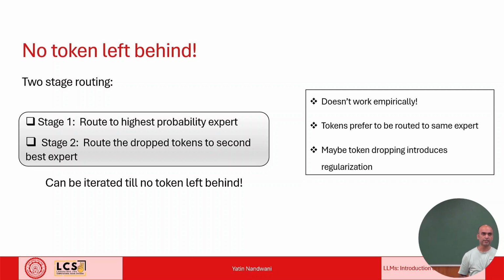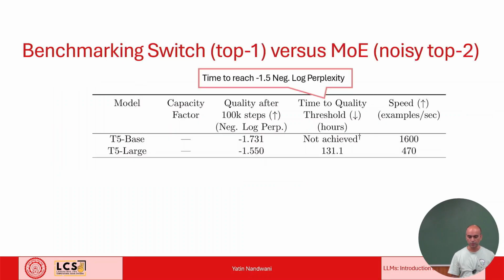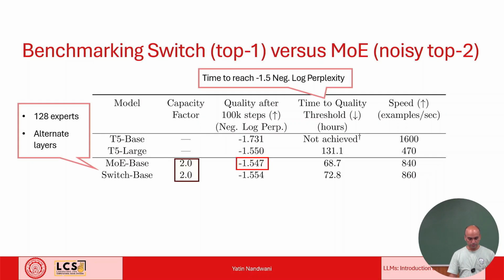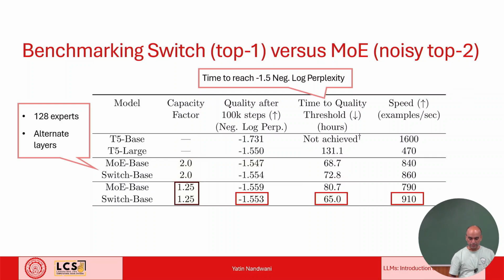This is one hypothesis that they provide for why it doesn't work, right? So yeah, and then here they are benchmarking this versus mixture of experts. I'm using noisy top 2 for mixture of experts because this is what existed before Switch Transformer came, right? So in this table they are comparing against mixture of experts.